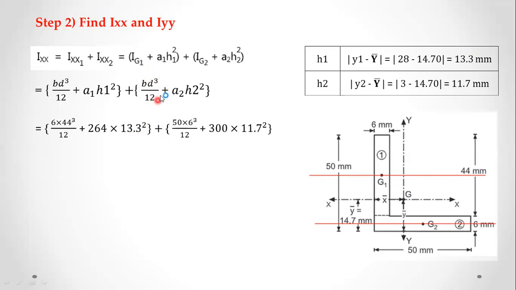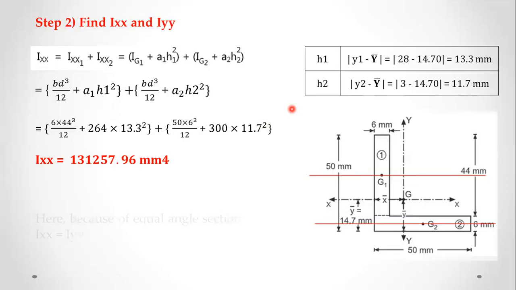Plus BD cube by 12, where B and D are the dimensions of the second rectangle. In the second rectangle, the width is 50 mm and the depth is 6 mm. So 50 by 6 cube divided by 12 plus A2. A2 is the area of the second rectangle, that is 300, into H2. H2 you found to be 11.7, so 11.7 square. You will get the answer of 131,557.96 mm raised to 4.